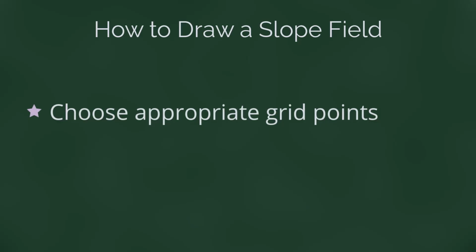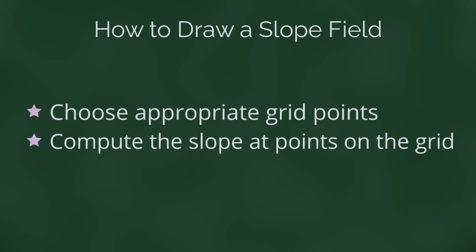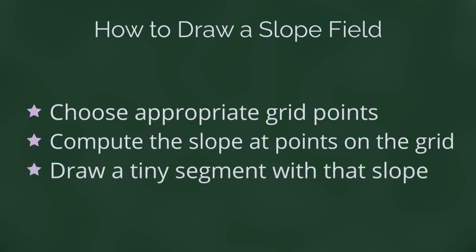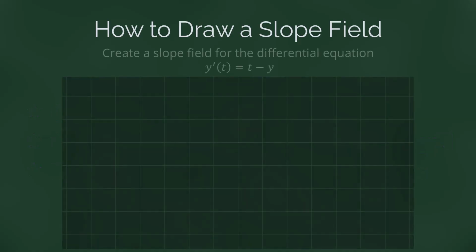First, we're going to choose appropriate grid points for the field in question. Then we'll compute the slope at points on that grid. And then last, we'll draw a tiny segment with that slope. Let's take a look at a specific example.